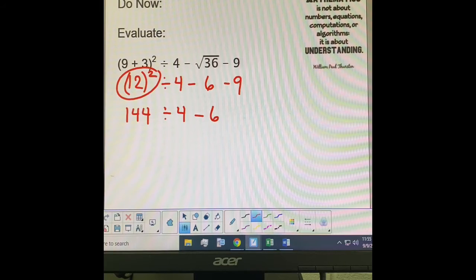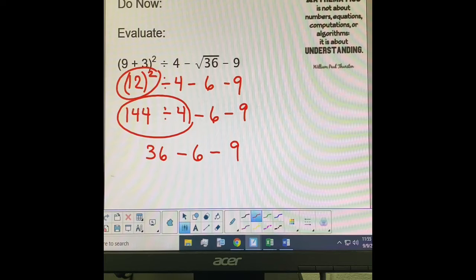The square root is also considered a parenthesis, so do the square root of 36 first. Then you do exponents. Then you do multiplication or division, and then you do addition or subtraction.